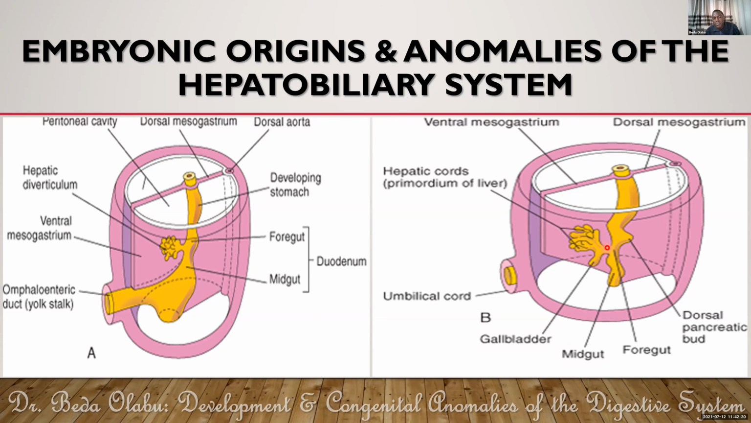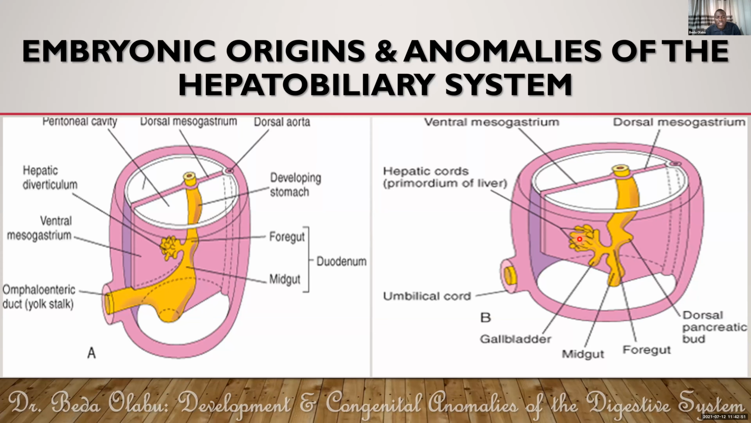The common stem of the hepatic diverticulum is the one that will become the common bile duct. So this is common bile duct. This is gallbladder and cystic duct. This is perhaps the common hepatic duct, right and left hepatic duct, and the liver itself.